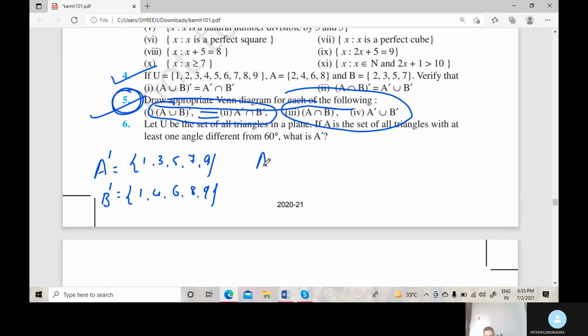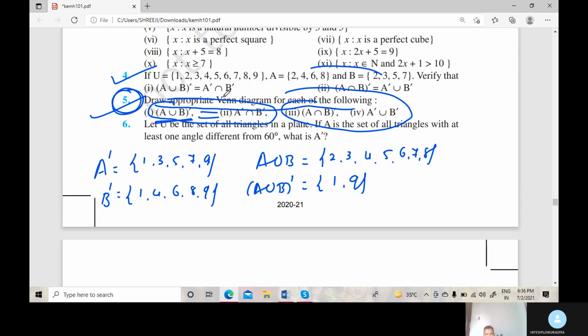Now the first law. First we take A union B. Write all the elements of A union B: 2, 3, 4, 5, 6, 7, 8. Now the complement of A union B: 2 to 8 cancel, so only the remaining elements 1, 9. This is the LHS of the first law.